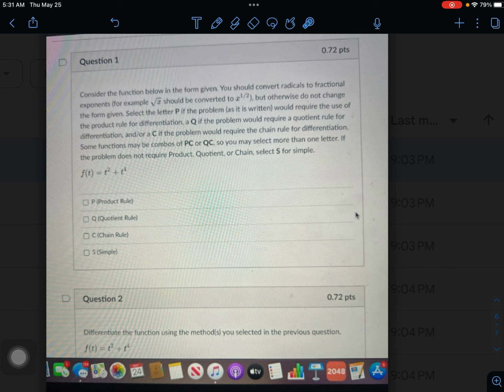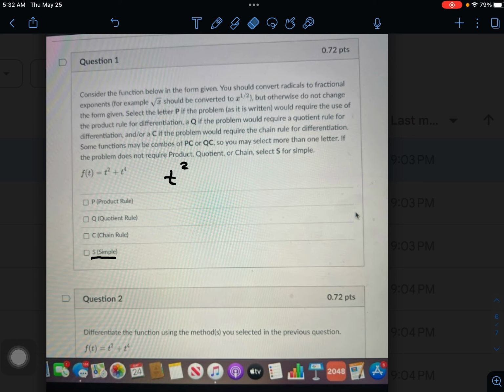Okay. So if I look at this first one, that function right there, if you remember from our last video, this would not require the chain rule. Whenever you just have a variable brought to a power, and between them you just have addition or subtraction, that's going to be what's called the power rule. And I know they don't have that as a choice. I'm assuming they mean that simple is the power rule because it's so easy to do. So let me show you the power rule real quick.